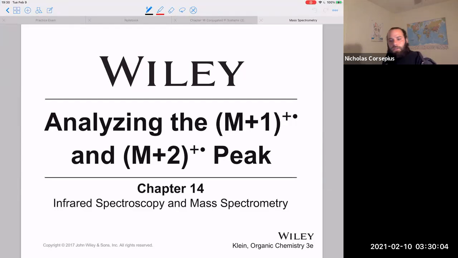Okay, so now we're going to talk about how we can get information out of the M+1, and if there is an M+2 peak, which is only really the case with alkyl halides, what information we can get from that, okay?